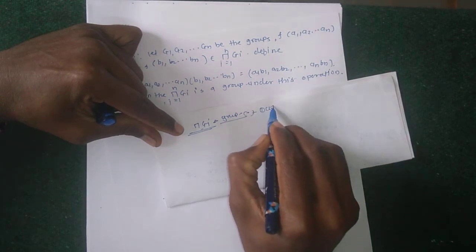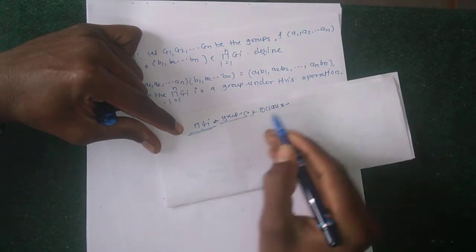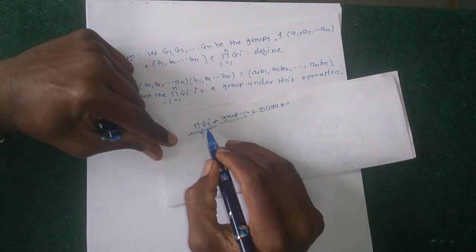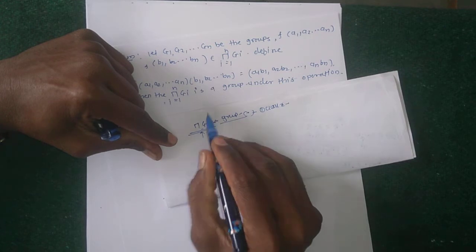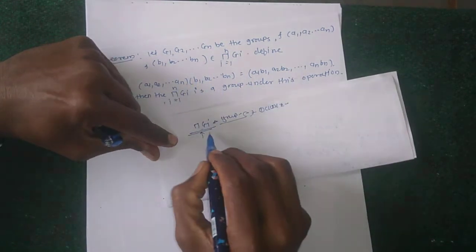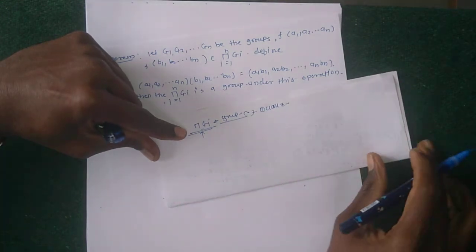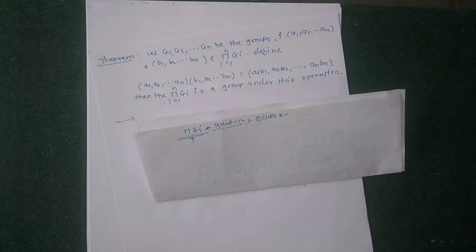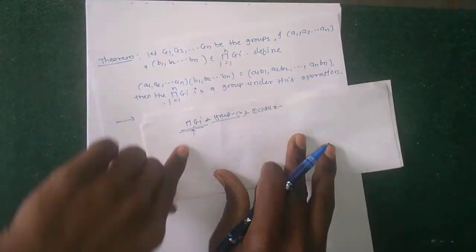The first one is the closure property. Closure property means we choose any two elements of this group and show that their product is again of the form of this element. The second property is the associative property. Associative property means we choose any three elements A, B, C and show that (A into B) into C equals A into (B into C).